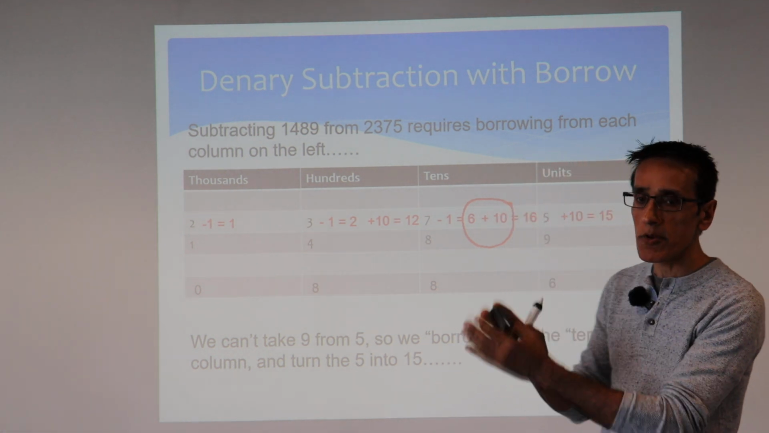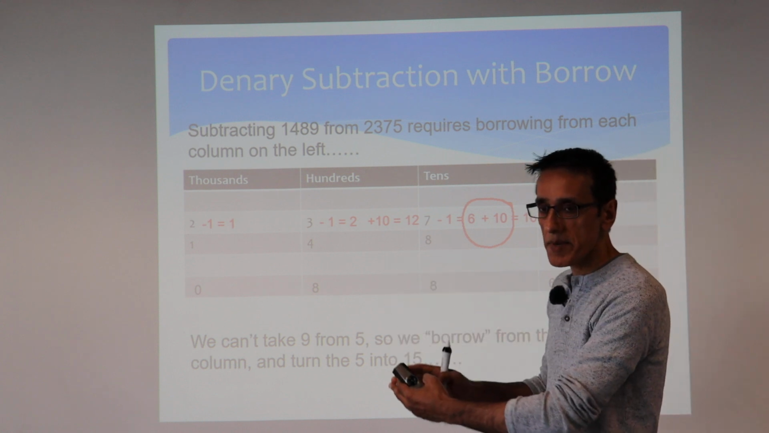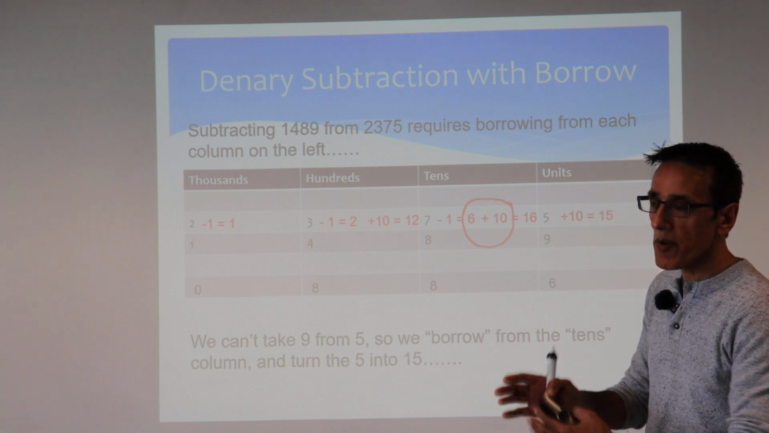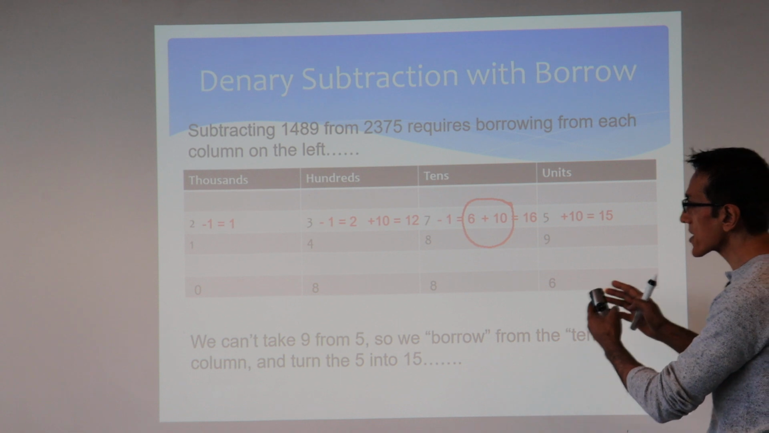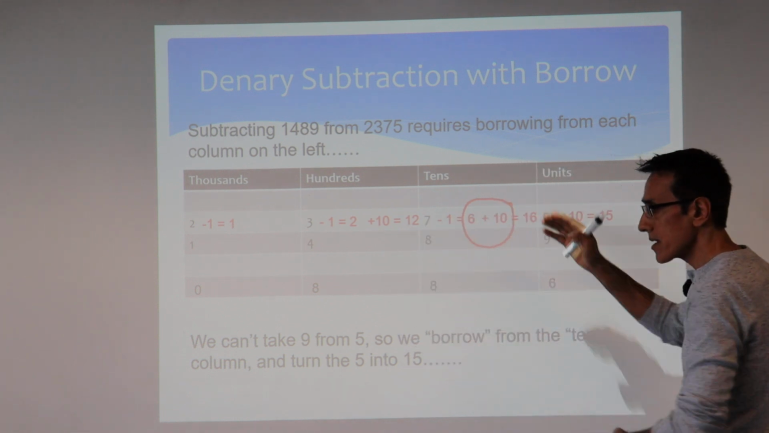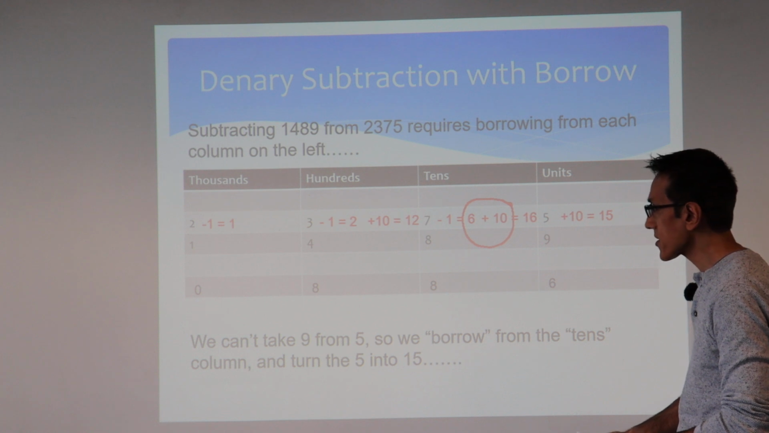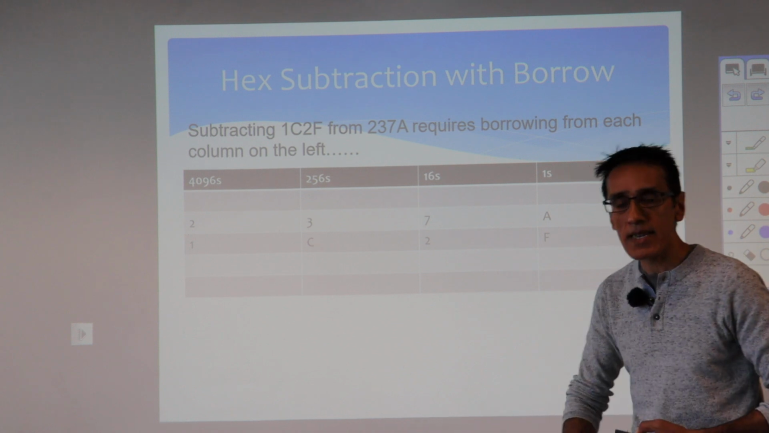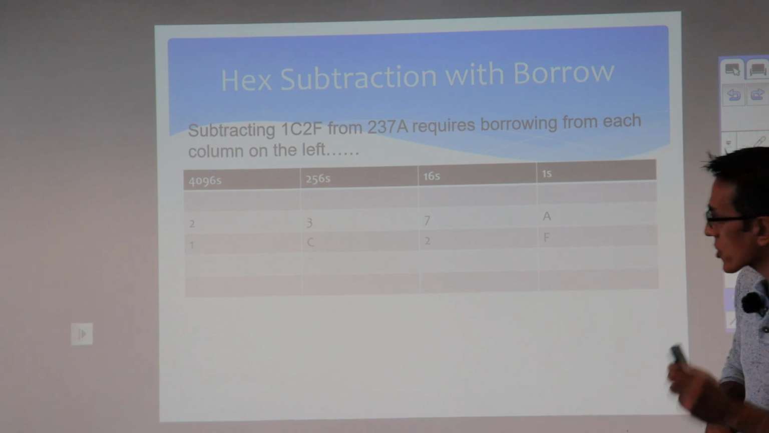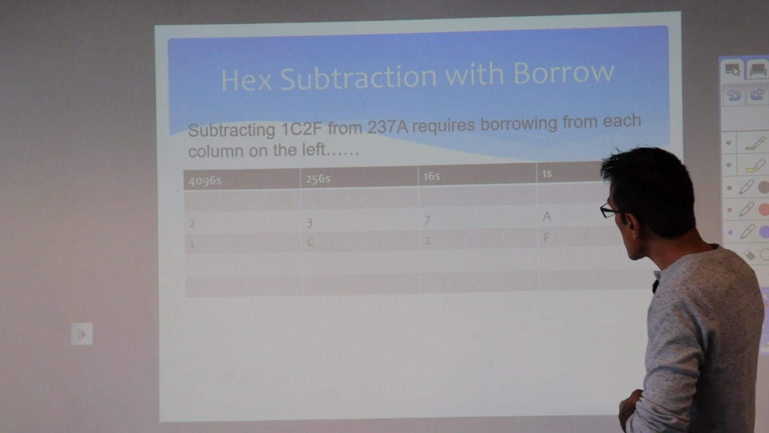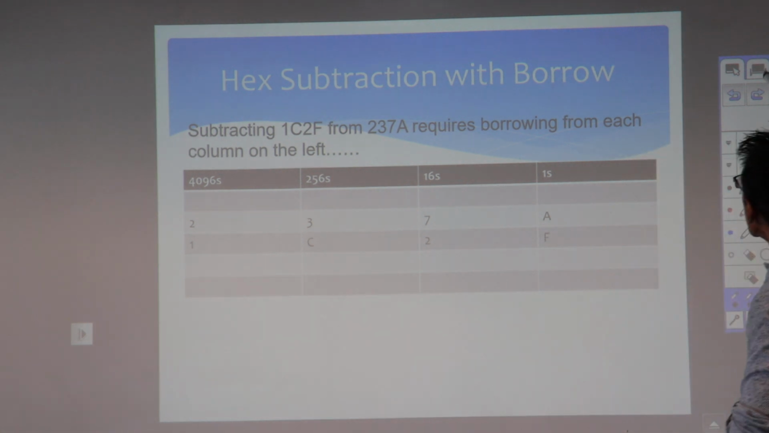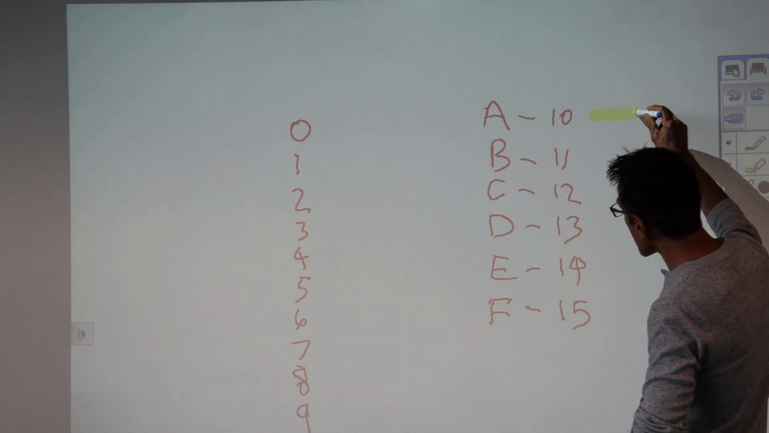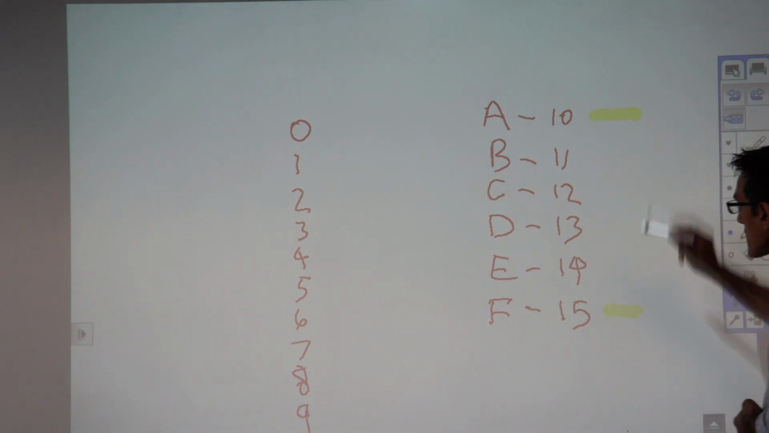So what we're doing is borrowing groups of 10 from the left hand side neighbour, because we're working in base 10. Those come across as 10 units which can be used, making the subtraction easy, straightforward. Now let's look at hex subtraction. This time we're working in base 16, remember, so we have to borrow in groups of 16. A take away F. A is 10. 10 take away F. F is 15. 10 take away 15.